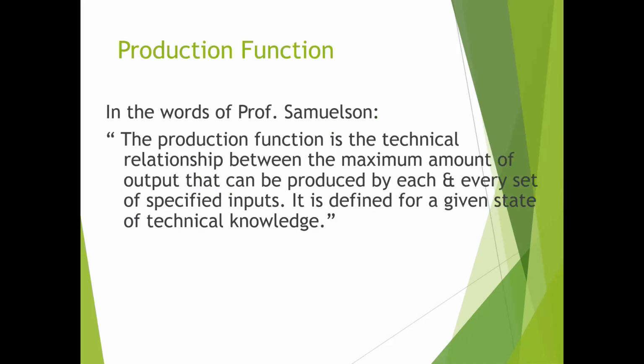Let's understand with the help of a statement given by Professor Samuelson. Let's read it. The production function is the technical relationship between the maximum amount of output that can be produced by each and every set of specified inputs. It is defined for a given state of technical knowledge. Now, for each different combination of inputs, the production function tells us the maximum quantity of output a firm can produce over some period of time.